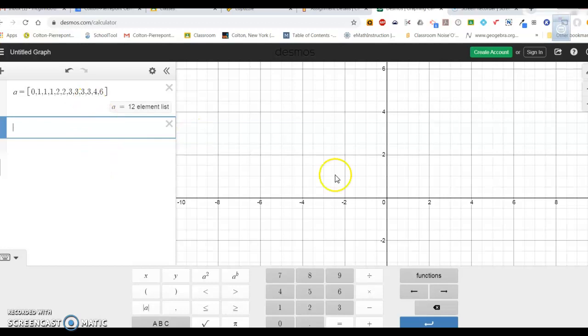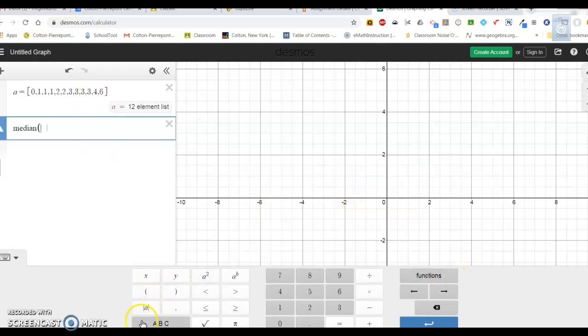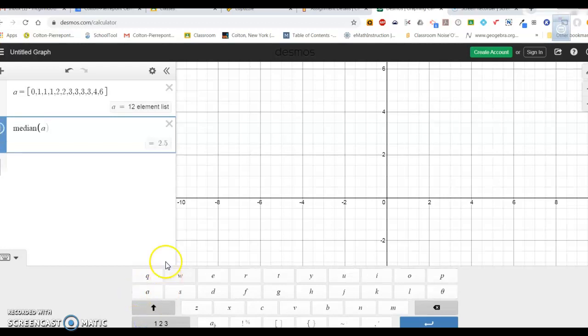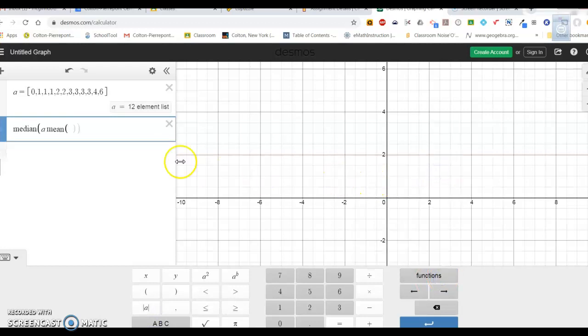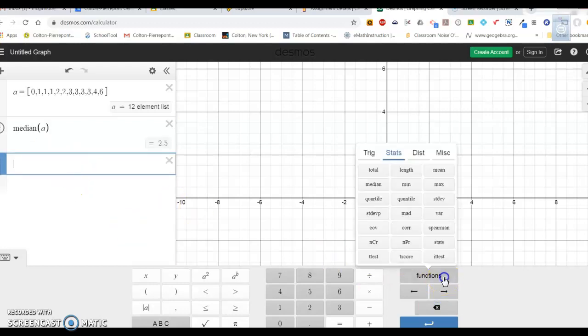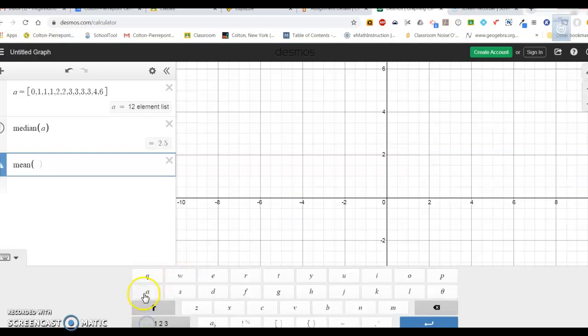All right, so we're going to use this list. Let me do that again. Median of A, and you can see it is 2.5. And on that same page, functions, mean, and then go down here, functions, mean of A is 2.4, and I still get the same answer. All right, so you can do it either on Desmos or the calculator.